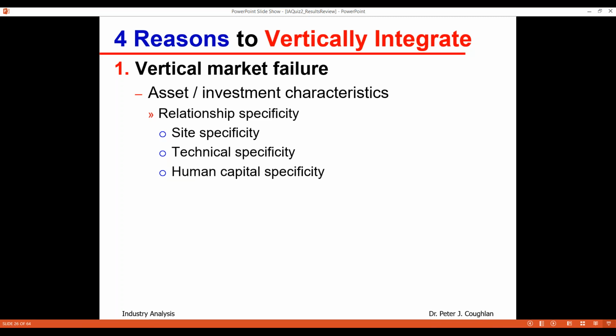Or you're my buyer, say, and I locate next to you. The reality is that I get very beholden to trade with you and not others because they're farther away. And so I'm basically making a best investment in a specific site to deal with a specific trading partner. Technical specificity means that my product or input or technology is optimally designed to serve one particular or a few buyers or sellers, right?